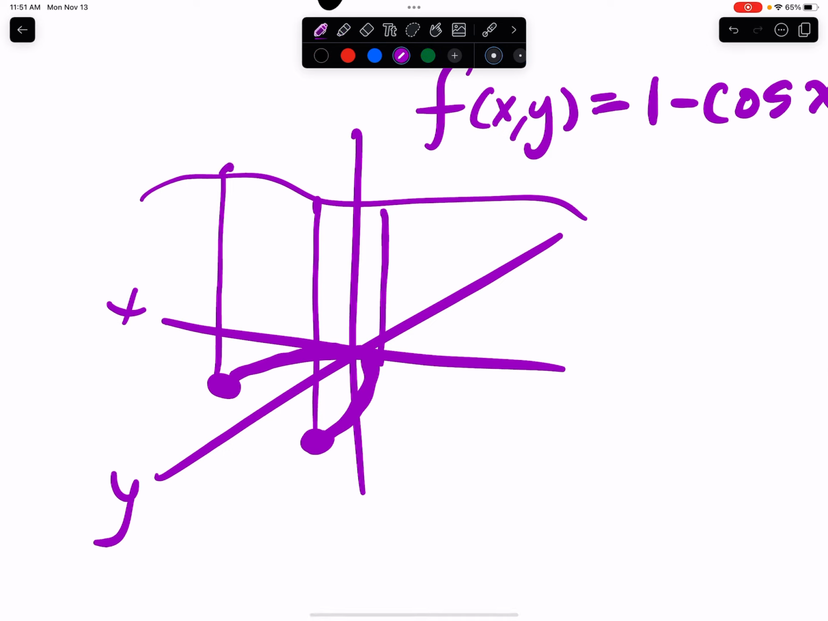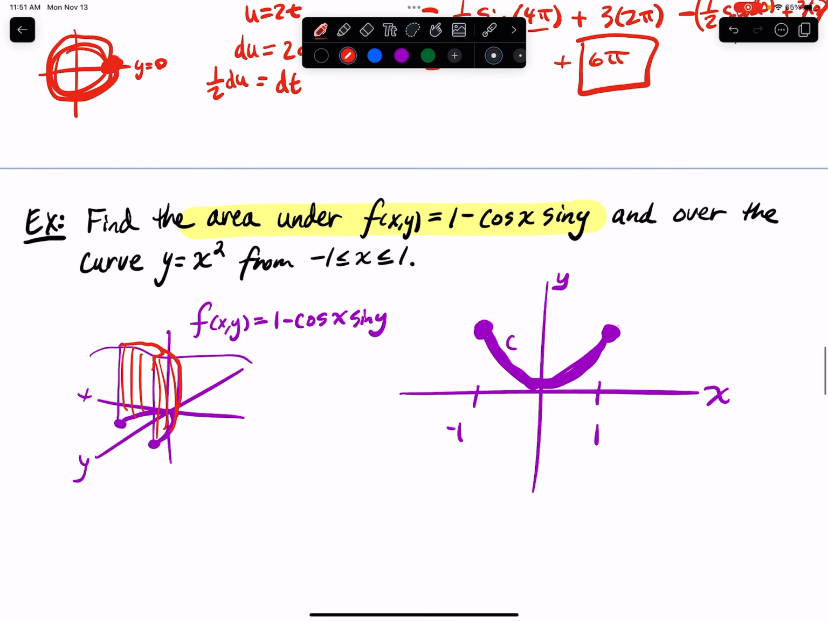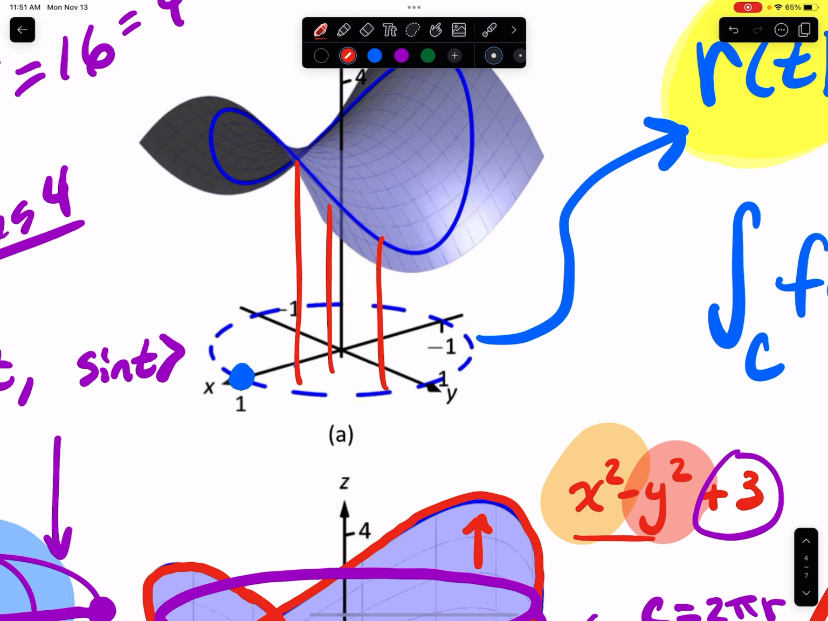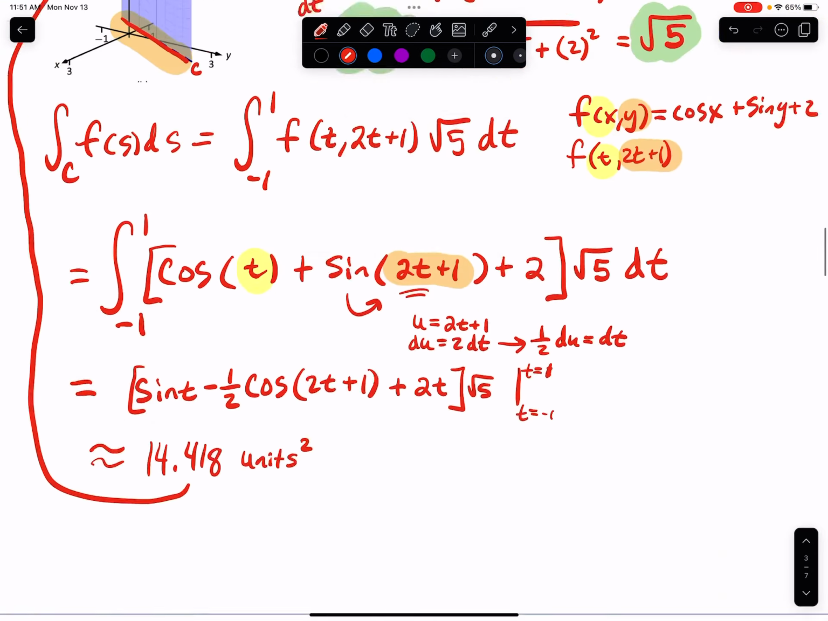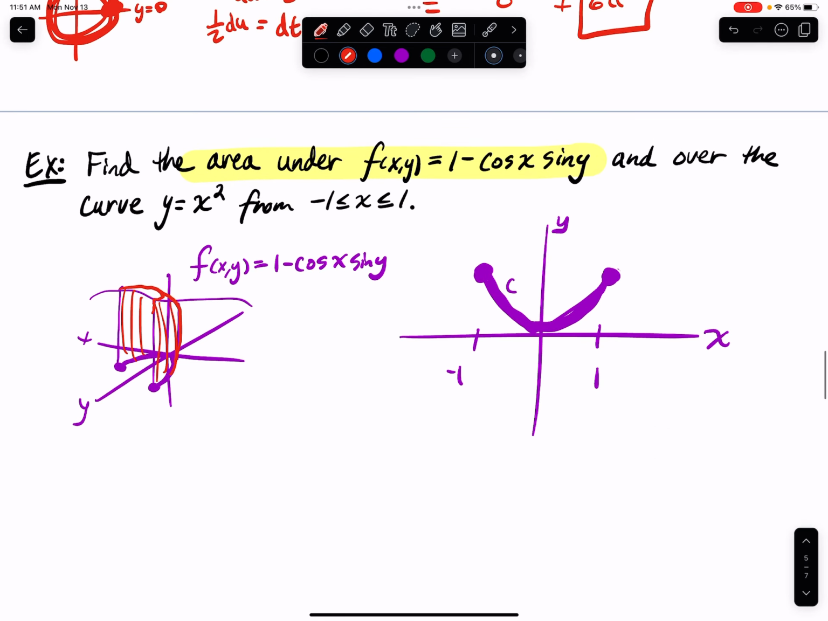Try to do a better job. It's kind of hard to draw all this stuff, but kind of get the idea. Kind of like how we had here, we had our 3D surface and then we came down and made that cylinder looking shape. Same thing here. We had our 3D surface and we came down and we had our sheet, that area under there. That's what we're looking for, area under the surface, but over that curve C. Okay?